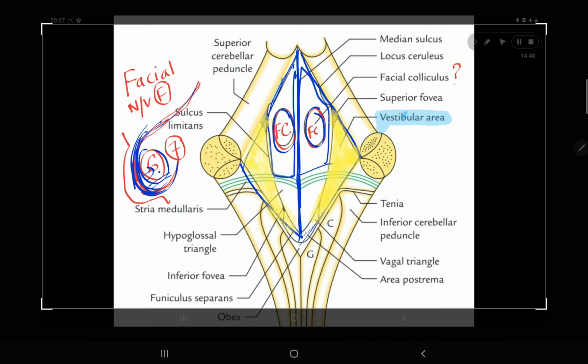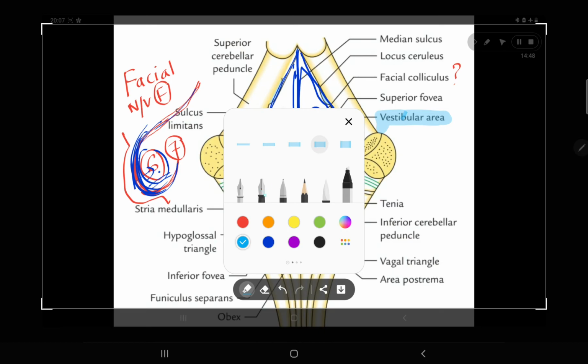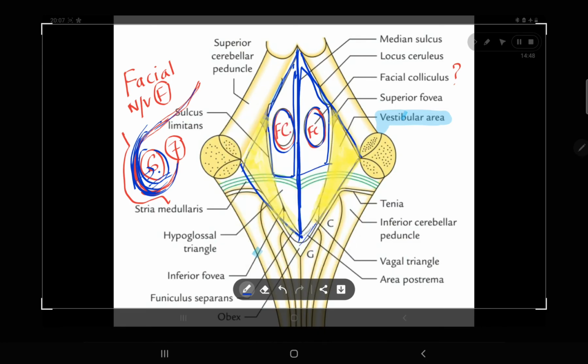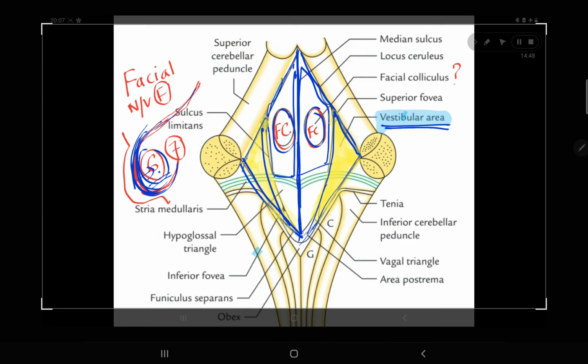This triangular area is called your vestibular area. Why is it called the vestibular area? Because it's very simple: your vestibular nerve nucleus is present in this area. That's why it is called the vestibular area, and any injury to this vestibular area causes vertigo or imbalance.